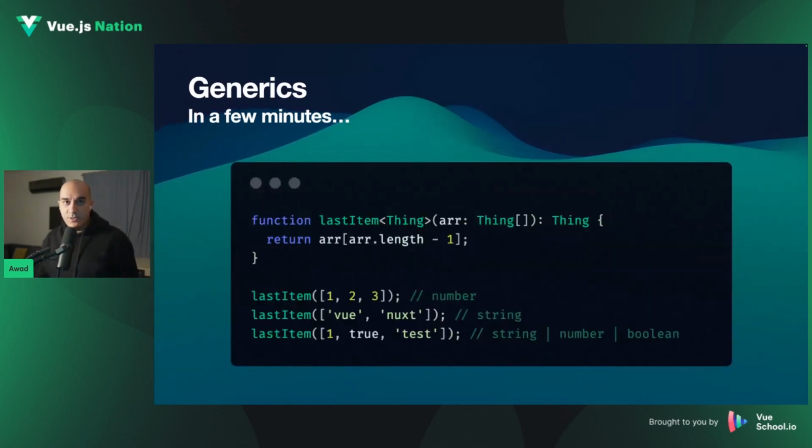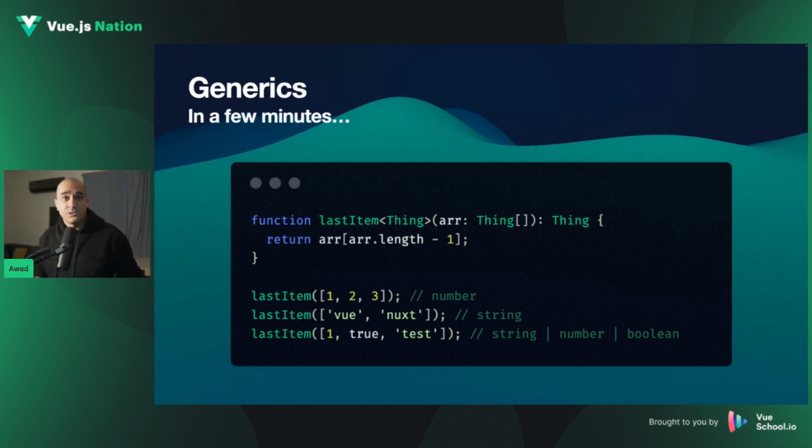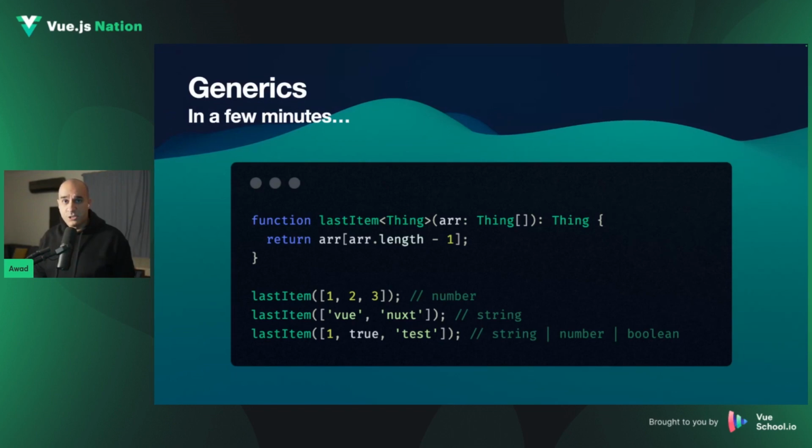So let's start with this simple one. We have a function called last item. This function just returns the last item of an array. Now, you have a few issues with this function. Let's say we want to make it strongly typed.